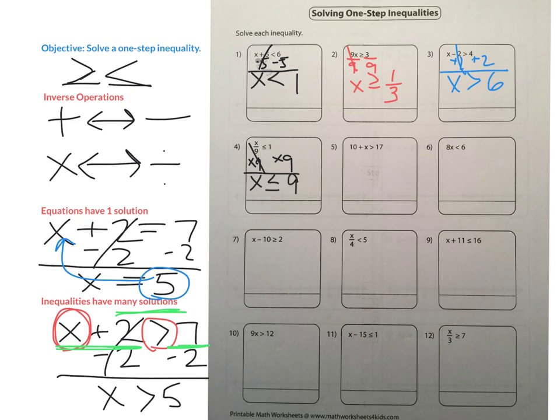1 times 9 is 9. So this is showing you x can be equal to 9, because if you substitute that back in, 9 divided by 9 would give you 1, or x can be anything less than 9.